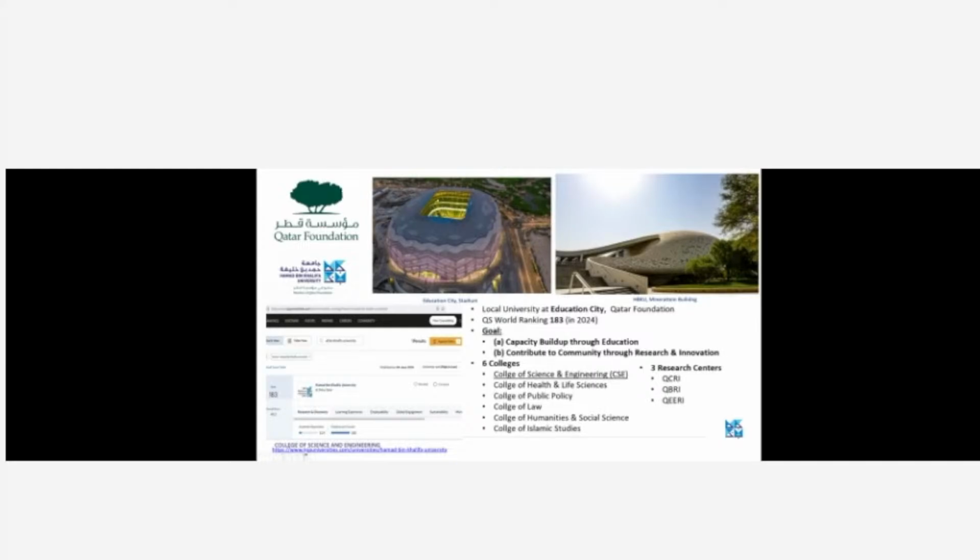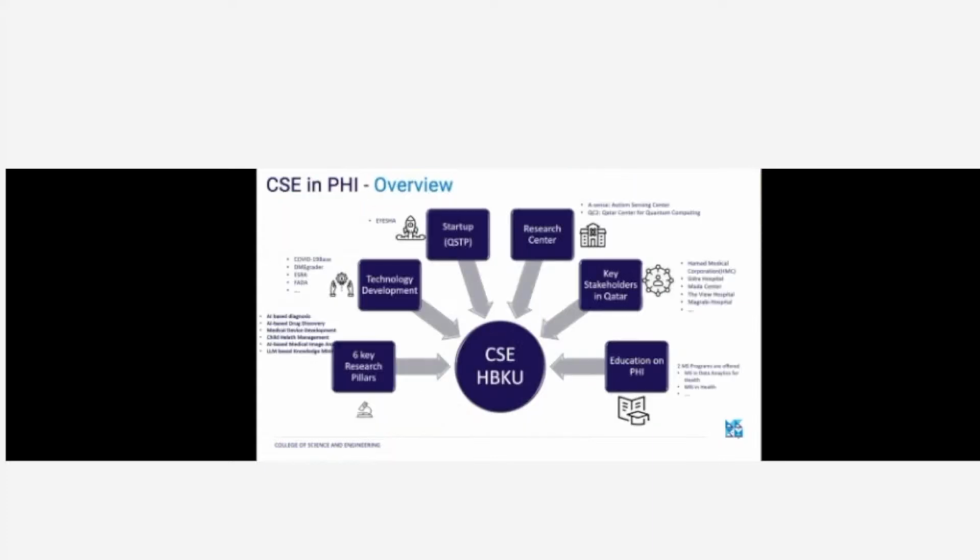In our university, we have 6 colleges. I'm part of the College of Science and Engineering. We also have some research centers like Qatar Computing Research Institute, Biomedical Research Institute, Environmental, etc. So today I will try to talk more about our work on the precision health initiatives.